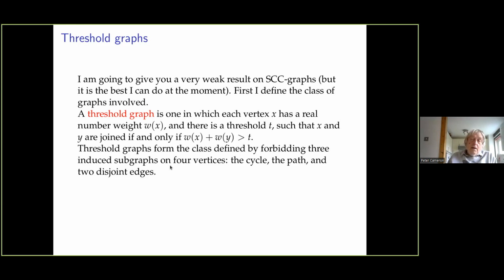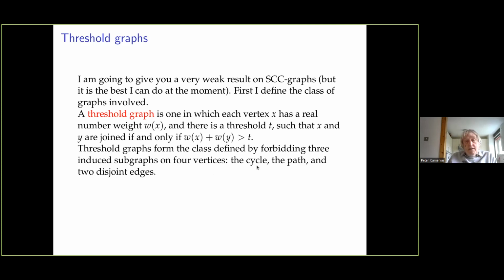And I can explain fairly easily why this is true. Let's just look at the cycle for a moment. The argument's exactly the same for the other 2. In the cycle, you can take 2 opposite edges of the cycle. Because they're opposite edges, the sum of the weights at the first edge is greater than t, the sum of the weights at the second edge is greater than t, so the sum of the 4 weights is greater than 2t. But on the other hand, if you look at the 2 diagonals of the cycle, they're non-edges.